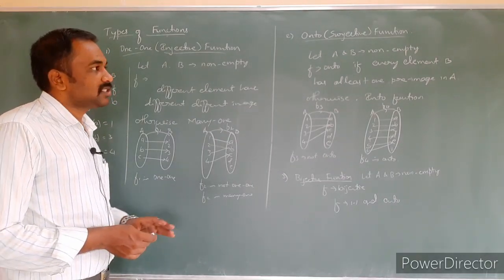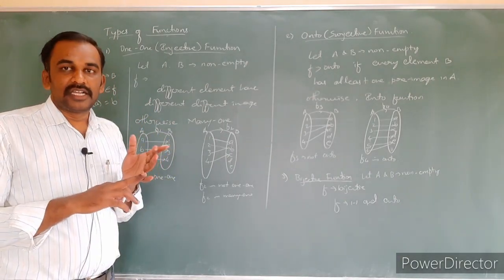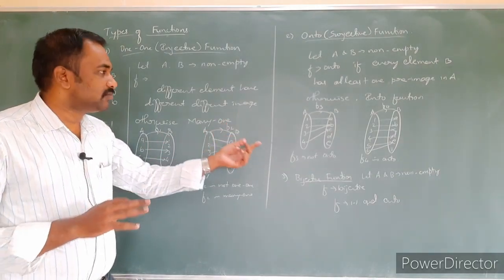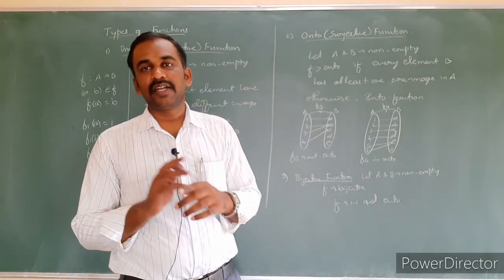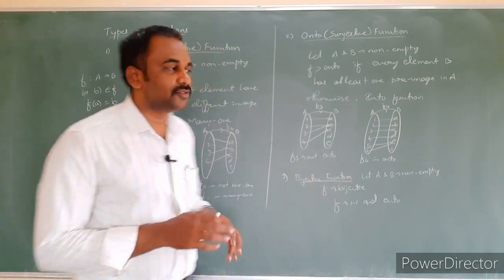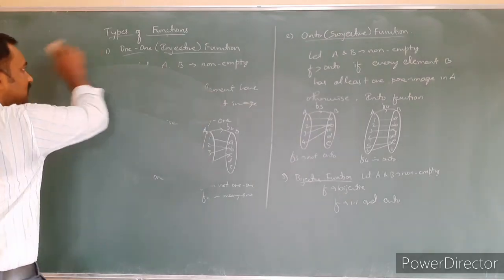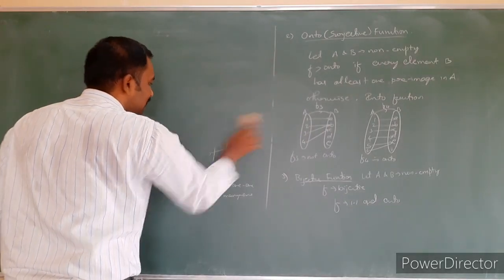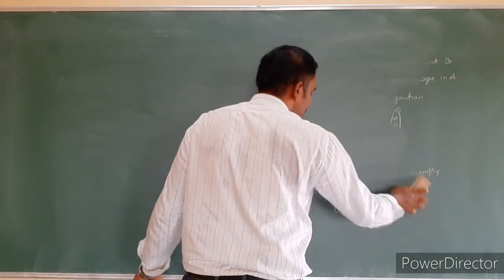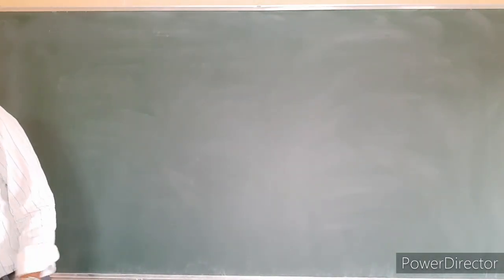Now, based on these three definitions, let's move to the examples. Once again, one-one: different elements have different images. That's all. Onto: every element of the codomain has at least one pre-image. That's all. Bijective function is both one-one as well as onto. That's all. Now, based on these types of functions, let's move on to the examples. Pause the video and note down the definitions as well as the arrow diagrams according to the words.